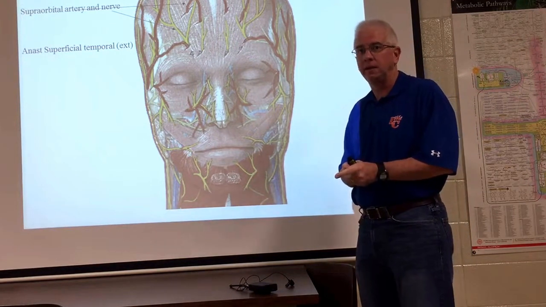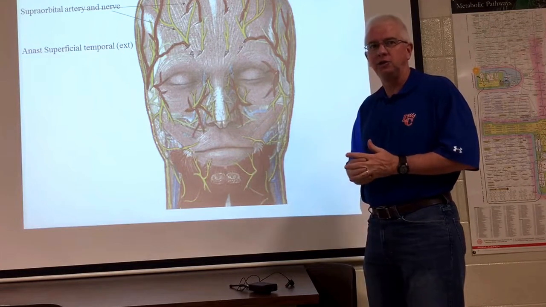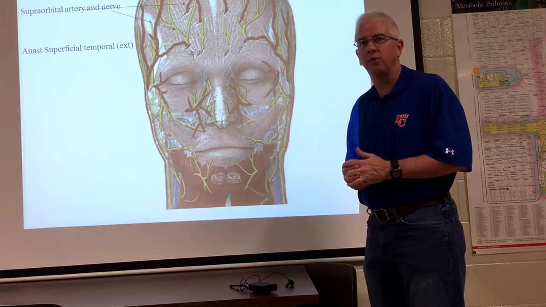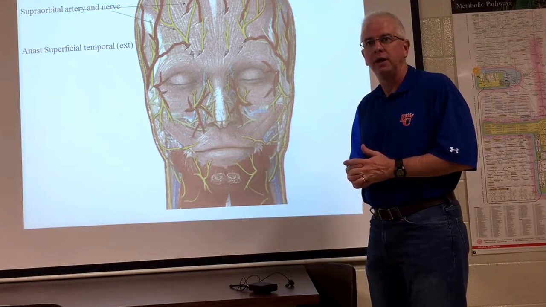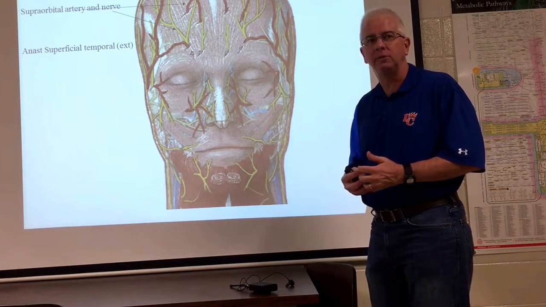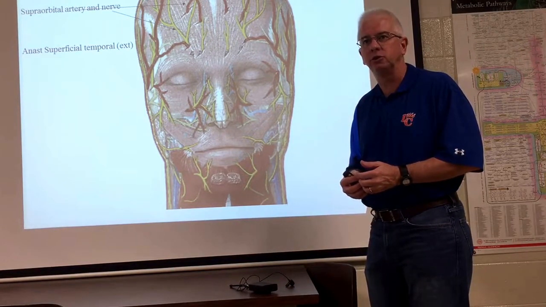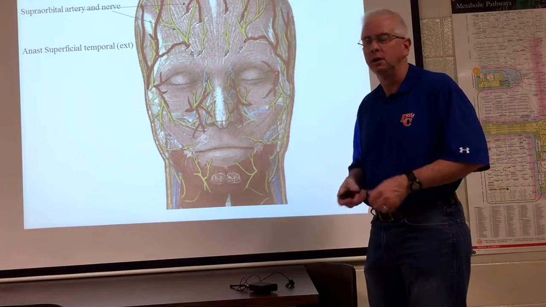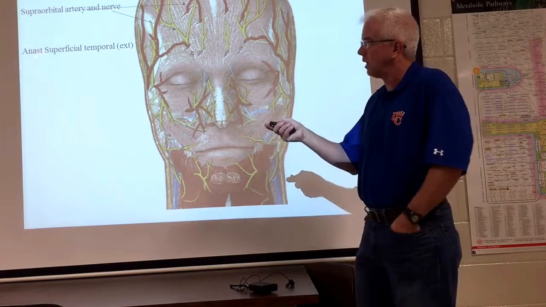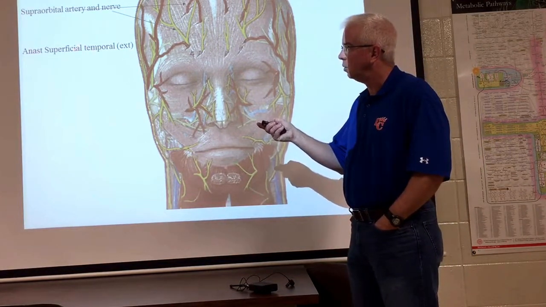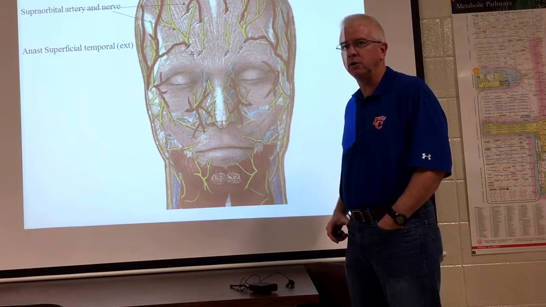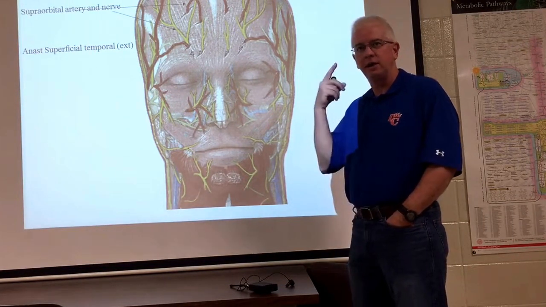As it turns out, arteries like to join their blood supply with other arteries. That is, give the system an opportunity to get blood to a structure from more than one location. So the supraorbital artery actually anastomoses with the superficial temporal artery on the side of your head.